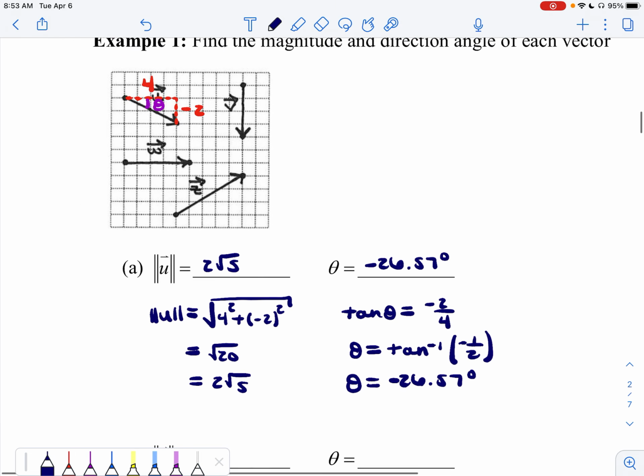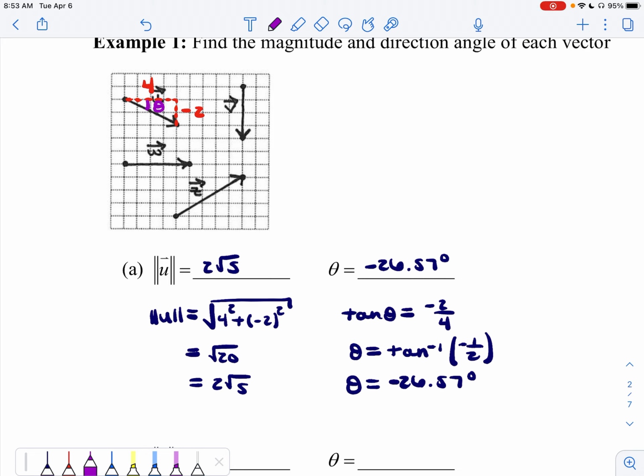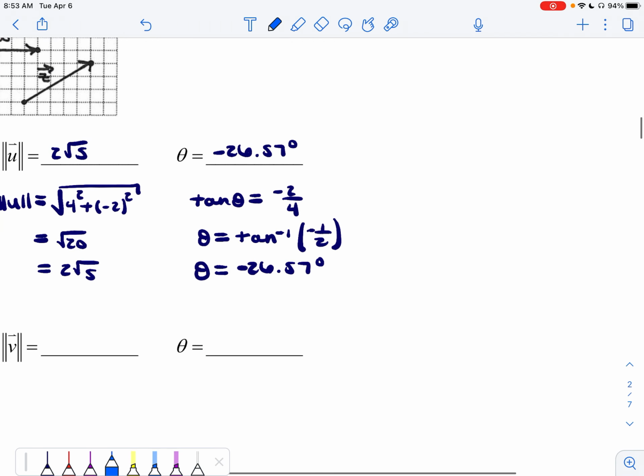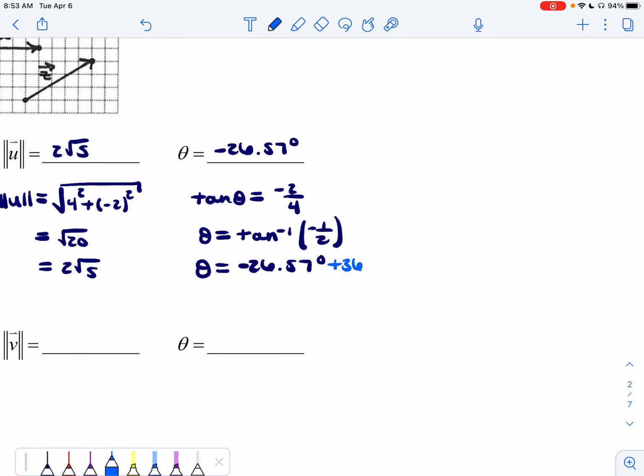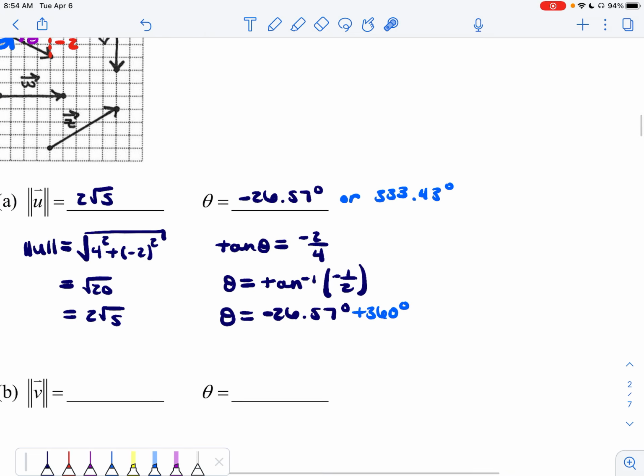You could also, if you prefer to think of it as a positive angle, look at this one as the positive angle. Just add 360 to this, and then you would get 333.43 degrees. So either answer is fine. They're both leading you to the same place, but just know that you can write it as either the negative or the positive angle.